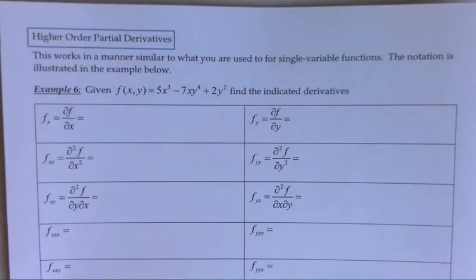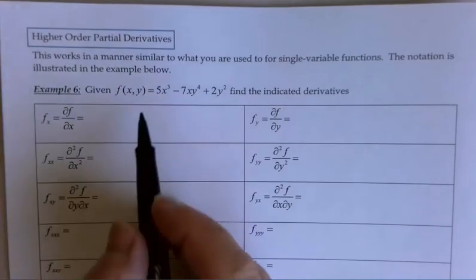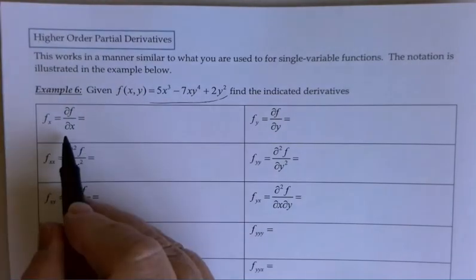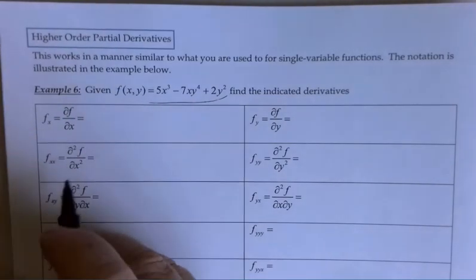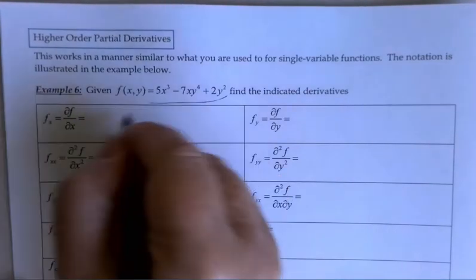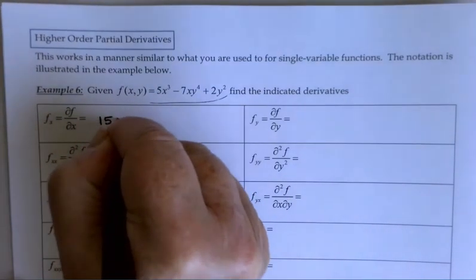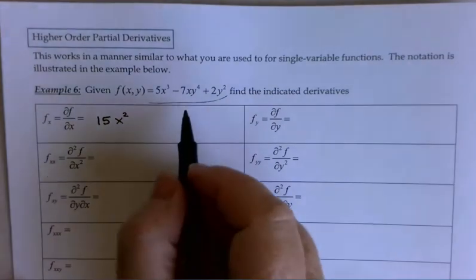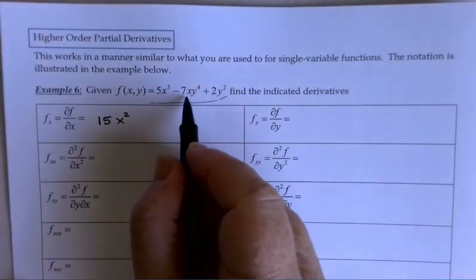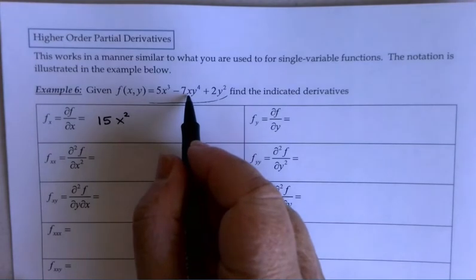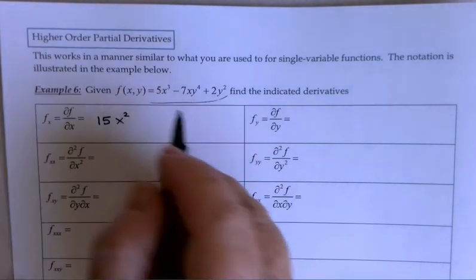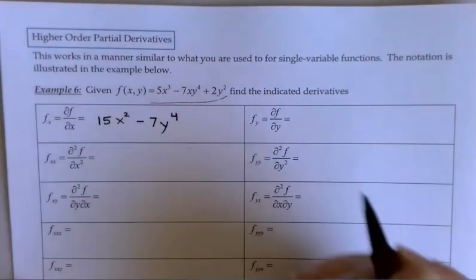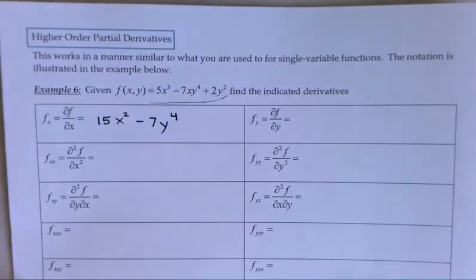Let's take a look at example 6 to illustrate this. I've got a fairly simple function right here, and I'd like to start by finding the derivative of f with respect to x. That's going to be 15x squared. And I'm going to start doing a bit of my arithmetic in my head here. With respect to x, the derivative of x is 1, so I'll just get 7y to the 4th. And of course the derivative of the constant term would be 0.